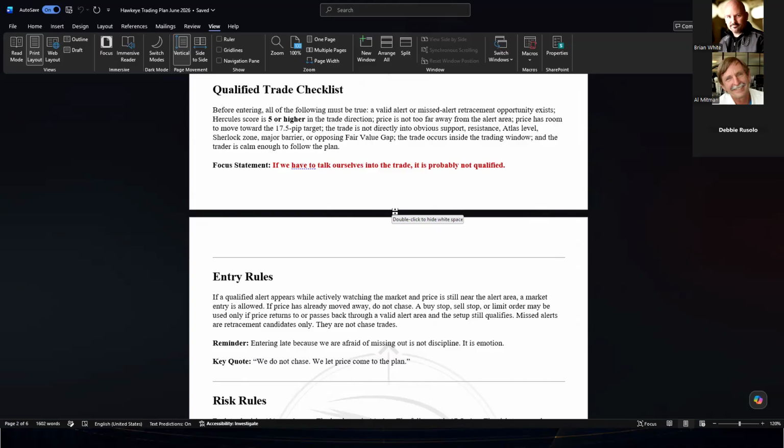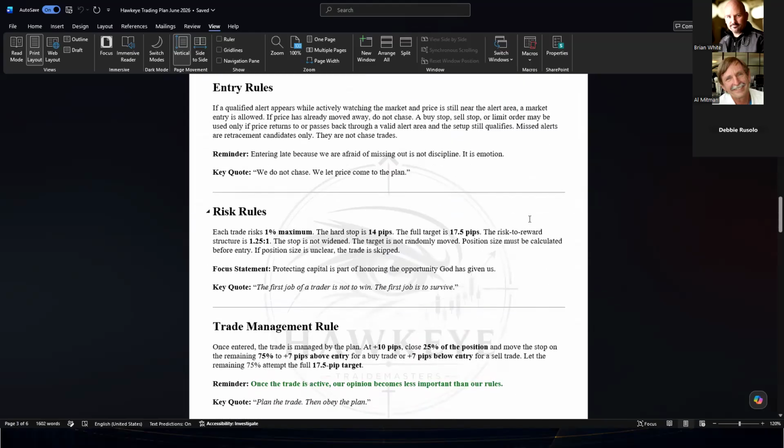So just make sure that the trade also is inside our trading window time frame, and make sure that you as a trader are calm, you followed the plan, and you're ready to move forward. If we talk ourselves into a trade, it's probably not a good trade if you have to talk yourself into it. So our entry rules are pretty straightforward. We're not going to chase anything.